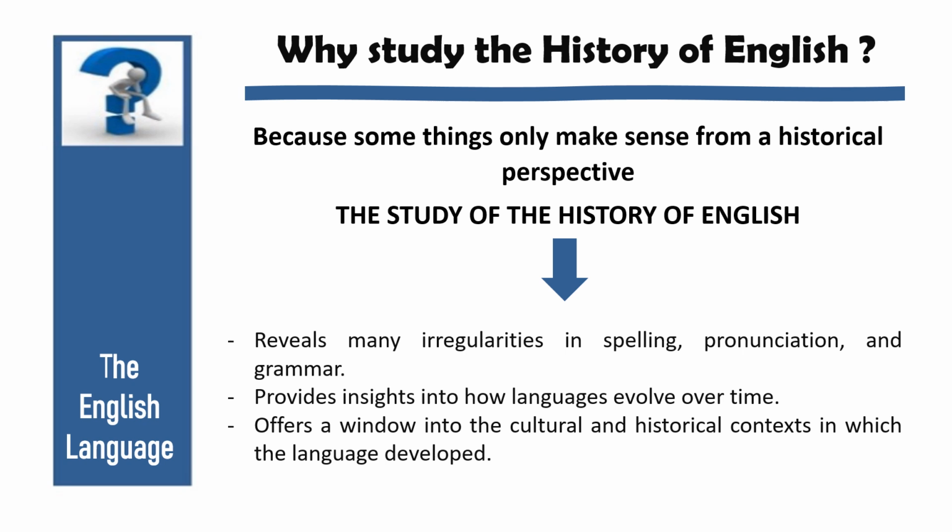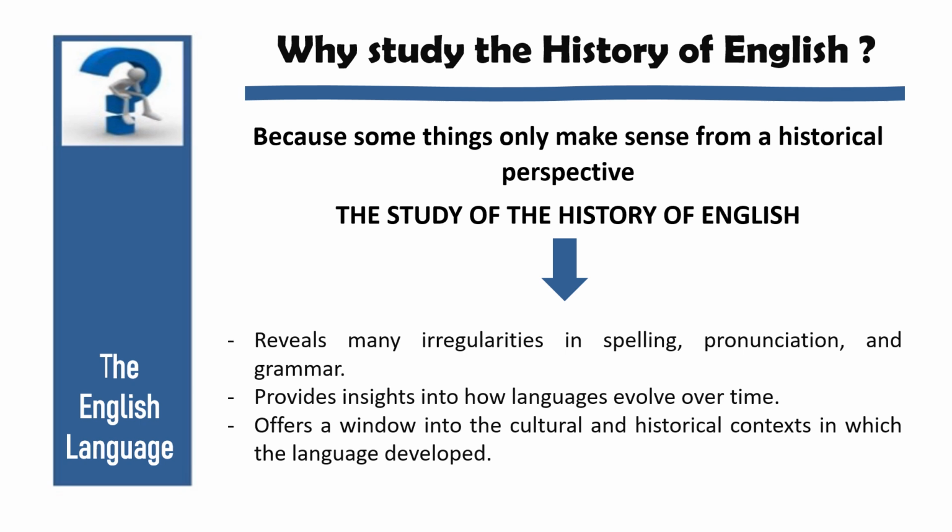The study of English history reveals many irregularities in spelling, pronunciation and grammar. By understanding the historical context, we can make sense of these irregularities and appreciate the evolution of the language. Exploring the history of English provides insight into how languages evolve over time.